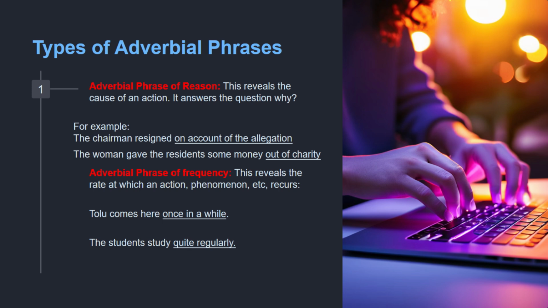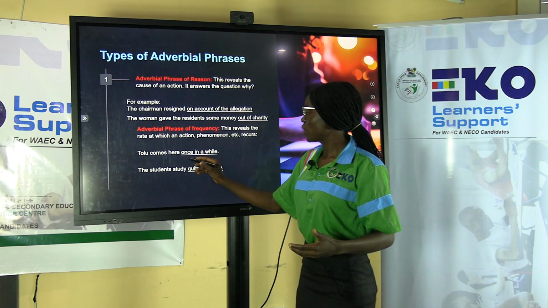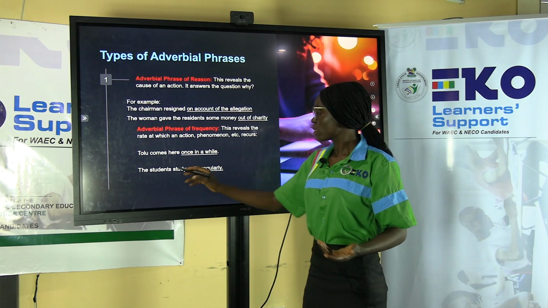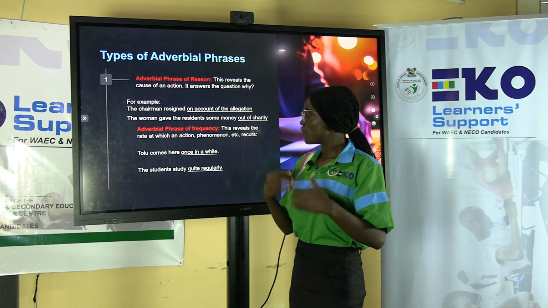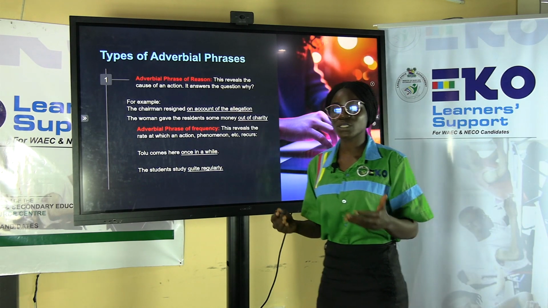Adverbial phrase of frequency. This reveals the rate at which an action, phenomenon, and so on recurs. The first example: Tolu comes here once in a while. Tolu comes here once in a while. Frequency talks about the rate. The second example: the students study quite regularly. How often? Regularly. So it's also an adverbial phrase of frequency.